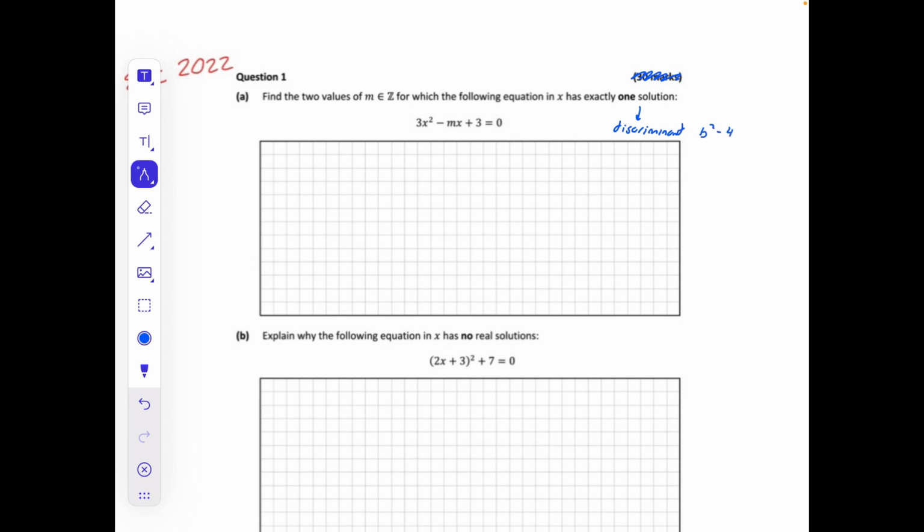Okay, so b squared minus 4ac. And when it has one solution, we know that's equal to 0. So it tells us one solution, that's b squared minus 4ac equal to 0. I haven't really read the question yet, but when I see exactly one solution, that's the first thing that pops to mind. So we're looking for the values of m.